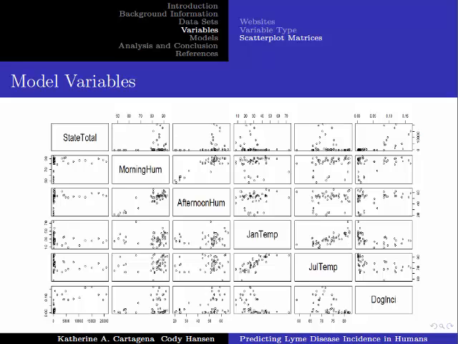One useful tool in statistics is the scatterplot matrix. It is a quick visual tool you can use to check for linearity amongst the predictor variables. For instance, you'd prefer to see something like the graph of afternoon humidity versus January temperature, where you cannot really identify any trends very easily. What we don't like to see are graphs like January temperature versus July temperature, where you can see a positive linear slope amongst the variables.